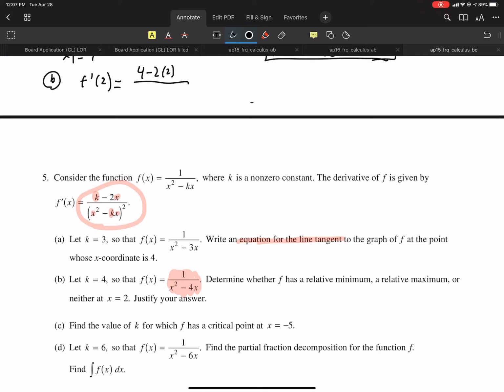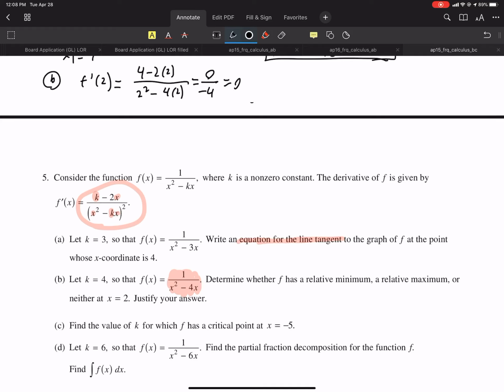Ooh, I like that already. 2 squared minus 2 times 4. Oh, whoa, back up, 4 times 2. Let me see if I did that right. So k is 4, x is 2, so we get 0 over negative 4, which is 0. So first step complete, we do have a critical point.